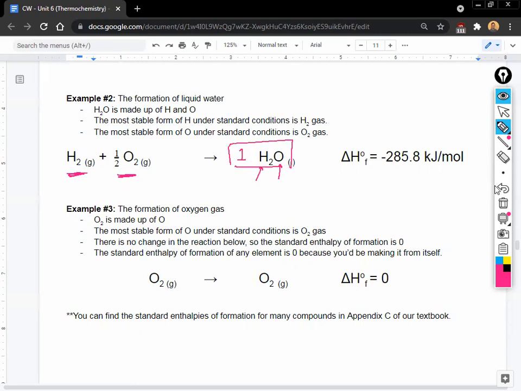So obviously in real life, you can't have half an oxygen molecule. We can have half a mole of oxygen, but that's why we have the 1/2 there. And the enthalpy of formation is negative 285.8 kilojoules per mole. Are there any delta H formations that are positive that actually absorb energy?